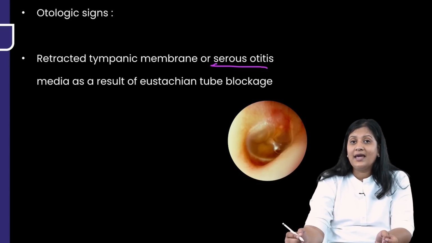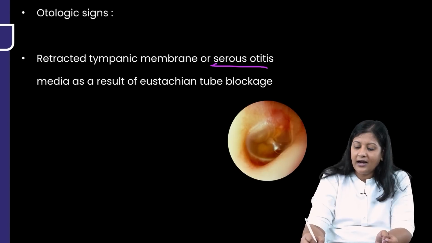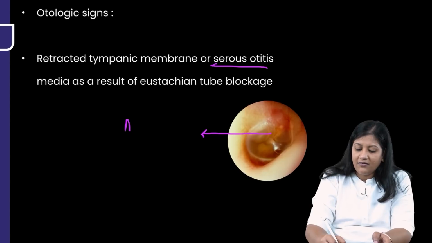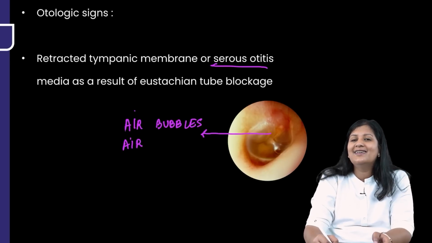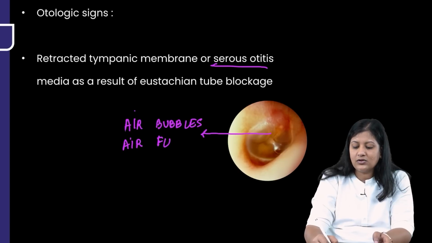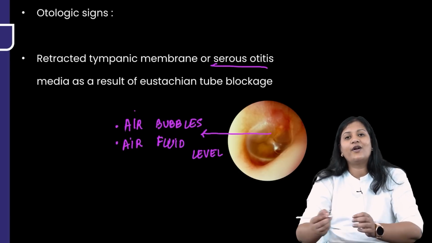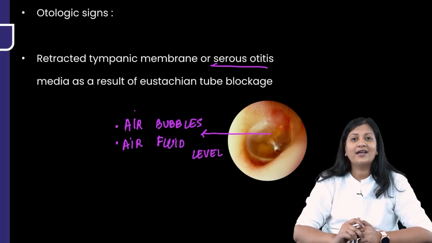Now what image is shown to you and what are the findings you see? So typically the image that you've seen is the tympanic membrane, and you can see here typically the presence of air bubbles. So whenever you see the air bubbles and whenever you see the air fluid level, these are very characteristic features of serous otitis media. So presence of air bubbles and air fluid level is diagnostic of serous otitis media, also called as non-suppurative otitis media, also called as glue ear.